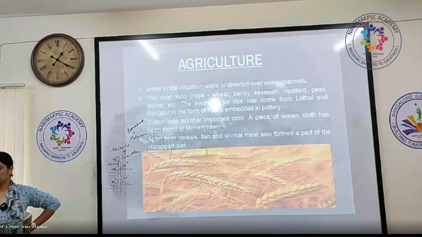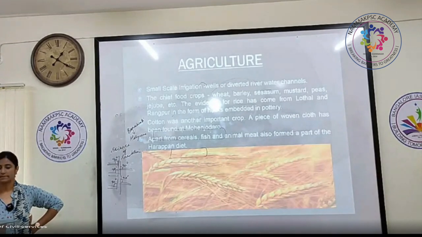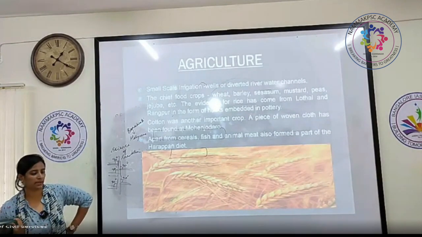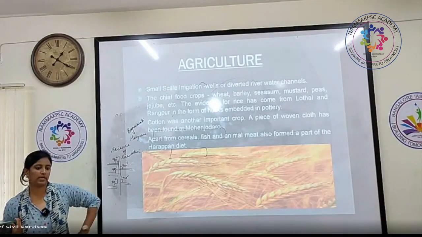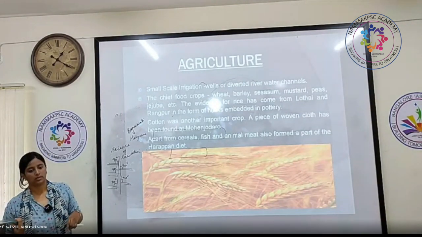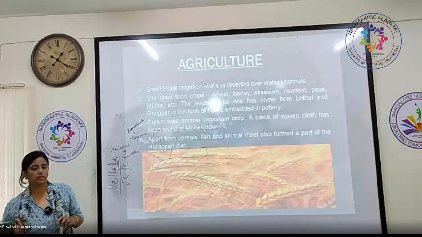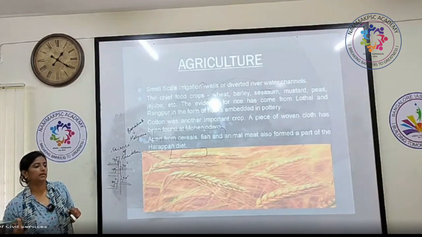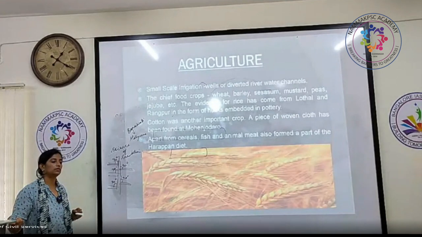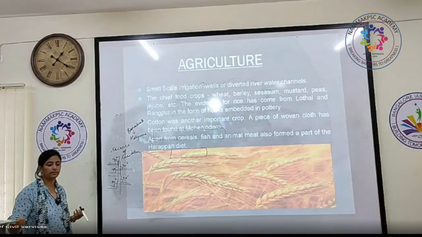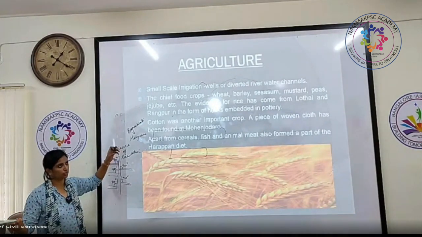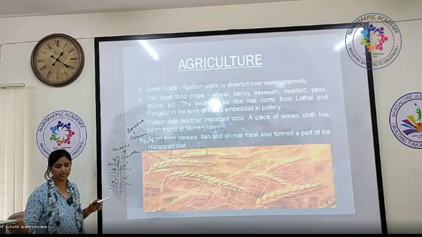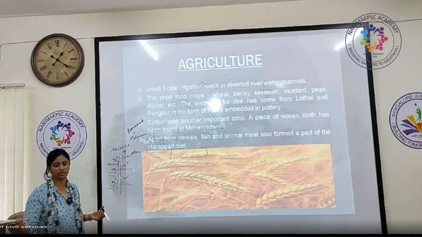And cotton was also another important crop. This we understand through a cloth remain we found in Mohenjo-daro. Only in Mohenjo-daro have we found a piece of cloth which is believed to be cotton. Imagine the kind of fabric that they would have developed, which is existing after 4,000 or 4,500 years. That's magical.